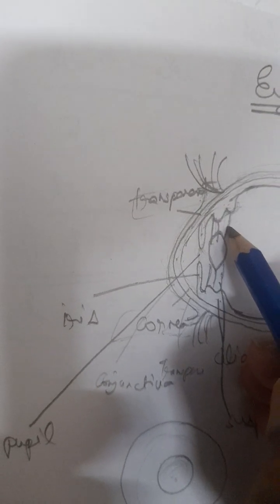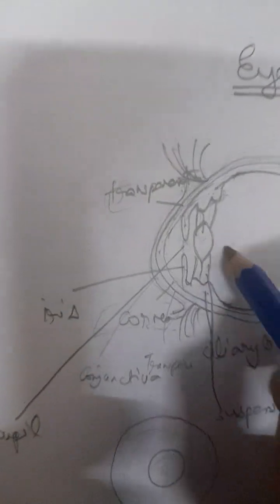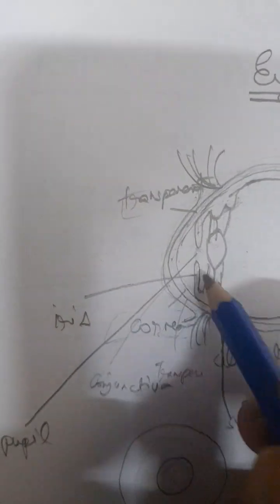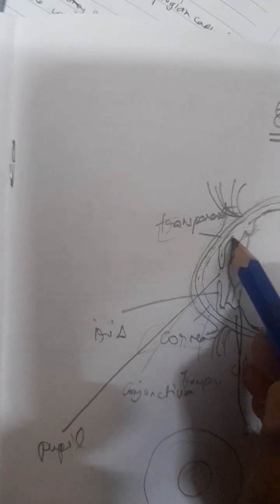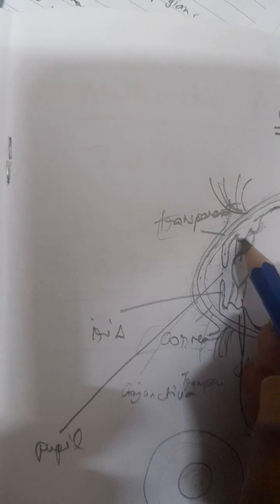So I have told the function of the ciliary body, the suspensory ligament, and also of the lens, that is to receive the light rays and to converge them. And what is the function of the iris? What is iris? Iris is a ring-like muscular structure which is a continuation of the ciliary body. It adjusts the size of the pupil.